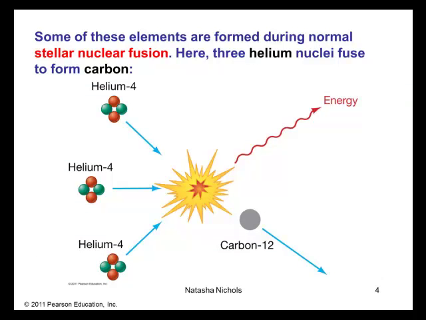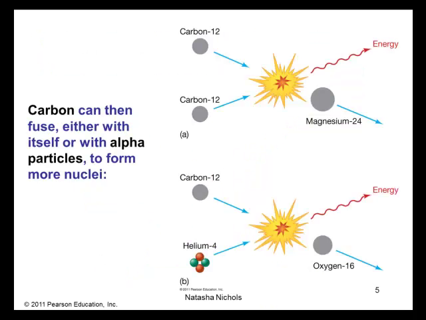Now, some of these elements are formed during normal stellar nuclear fusion. In this example right here, we see how 3 helium nuclei fuse together to form carbon-12 and some extra energy. Carbon itself can then go on and fuse either with itself and produce magnesium-24 or with alpha particles. An alpha particle is a helium-4 nucleus. So if it fuses with a helium-4 nucleus, it will form oxygen-16.